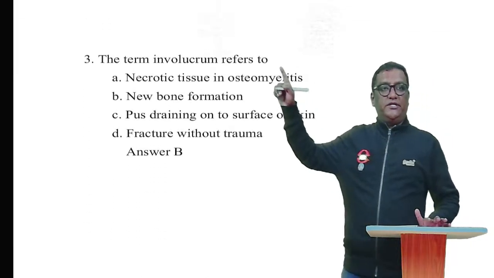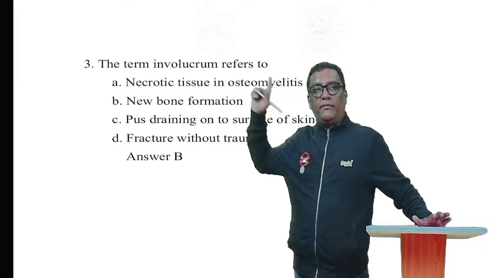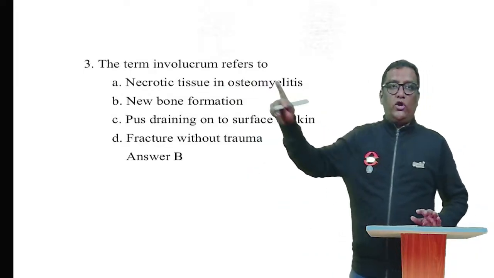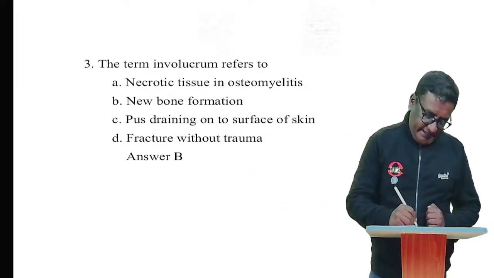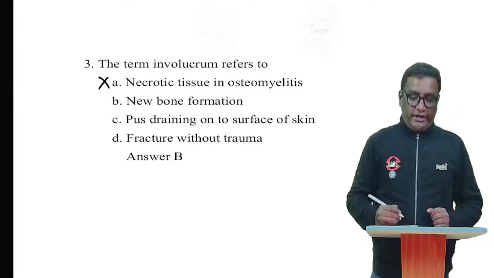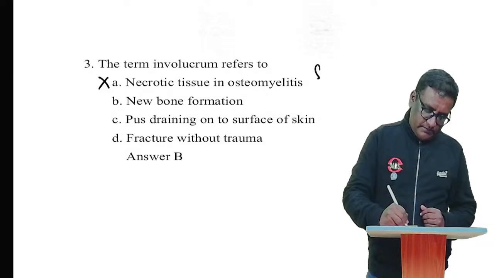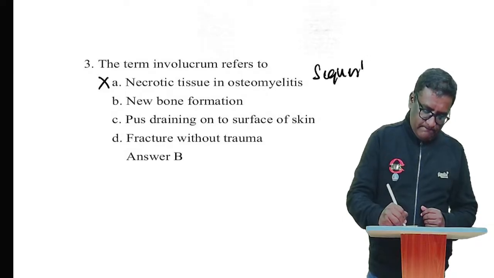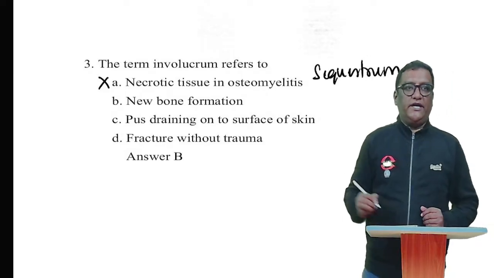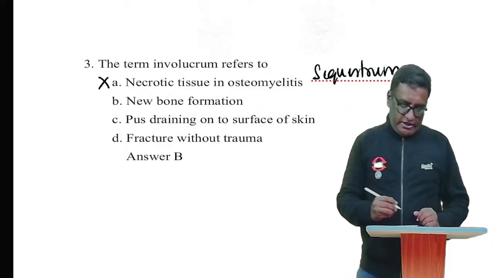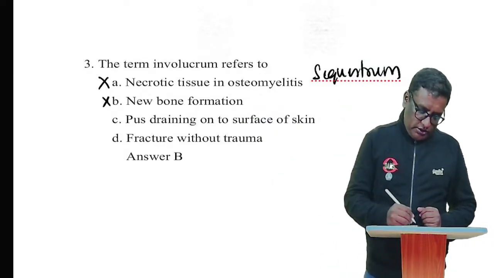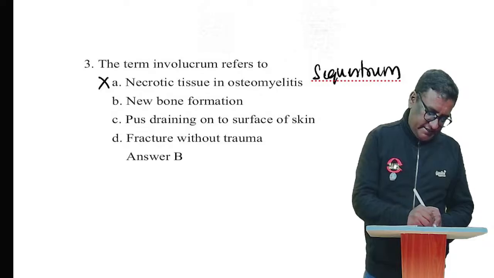Next question, question 3. The term involucrum refers to necrotic tissue in osteomyelitis. No, this is not necrotic tissue in osteomyelitis. What is it called as? Sequestrum. This is your sequestrum. Necrotic tissue is sequestrum. New bone formation. No, that is also new bone formation. Yes, that is a correct answer.